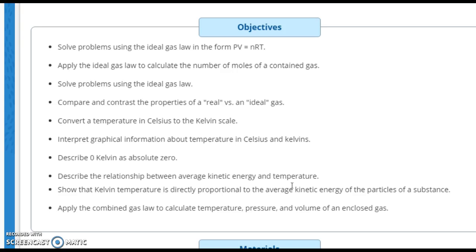Convert a temperature in Celsius to the Kelvin scale, and we do that by adding how much to the degrees Celsius? 273. Interpret graphical information about temperature in Celsius and kelvins. Describe 0 Kelvin as absolute zero. Describe the relationship between average kinetic energy and temperature. So, the more movement, the more kinetic energy, the temperature? Higher. Show that Kelvin temperature is directly proportional to the average kinetic energy of the particles of a substance, and apply the combined gas law to calculate temperature, pressure, and the volume of an enclosed gas.